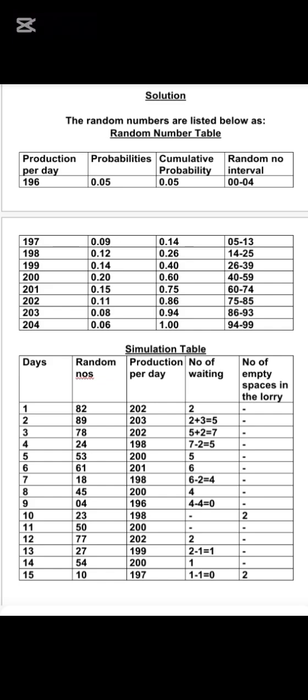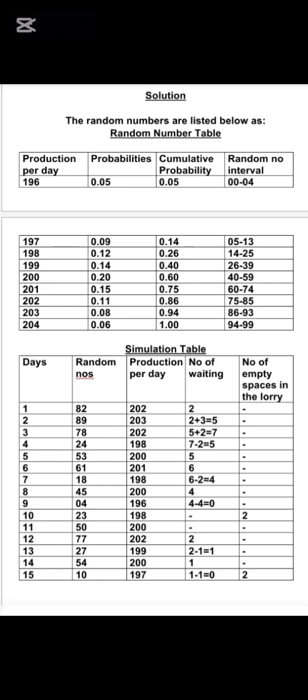The simulation table, first of all, the days, since they gave it to us in the question that we have 15 random numbers, the days become 15. Then the random number column is also given to us in the question. If you check, you'll see where they give us random numbers. That is what we put there. Now, the production per day will be gotten by using the way we arranged it in the table.